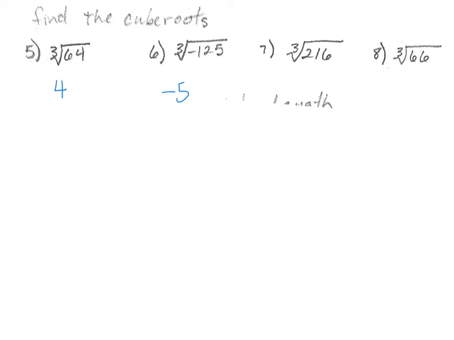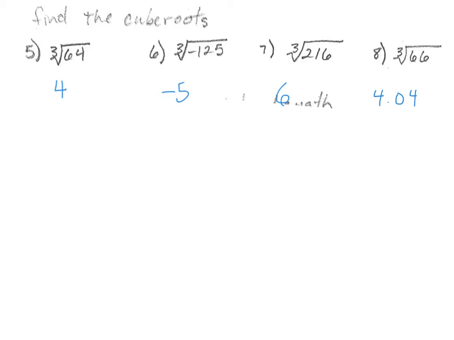Number 7, the cube root of 216. And I'm just going to grab my calculator quick. It ends up being 6. Because 6 times 6 is 36. And 36 times 6 is 216. The last one we have, number 8, is the cube root of 66. And I get approximately 4.04 when I round it to the hundredths place.